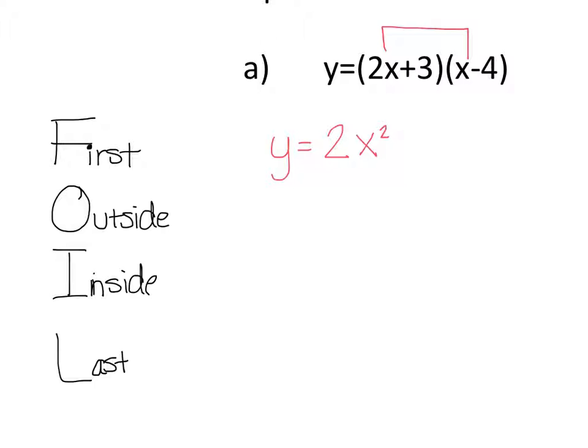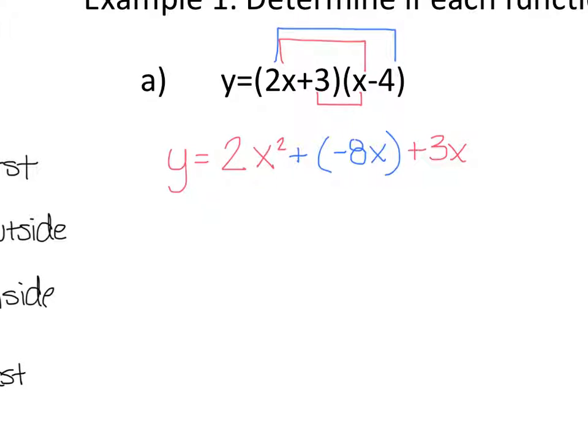Now we need outside terms, so that's 2x times -4, and we write plus, what's 2x times -4? Well, we're multiplying, so what's 2 times -4? -8, and then we have our x. And then plus our inside terms. What's 3 times x? 3x. And then our last terms, 3 times -4. So we have plus what? -12.